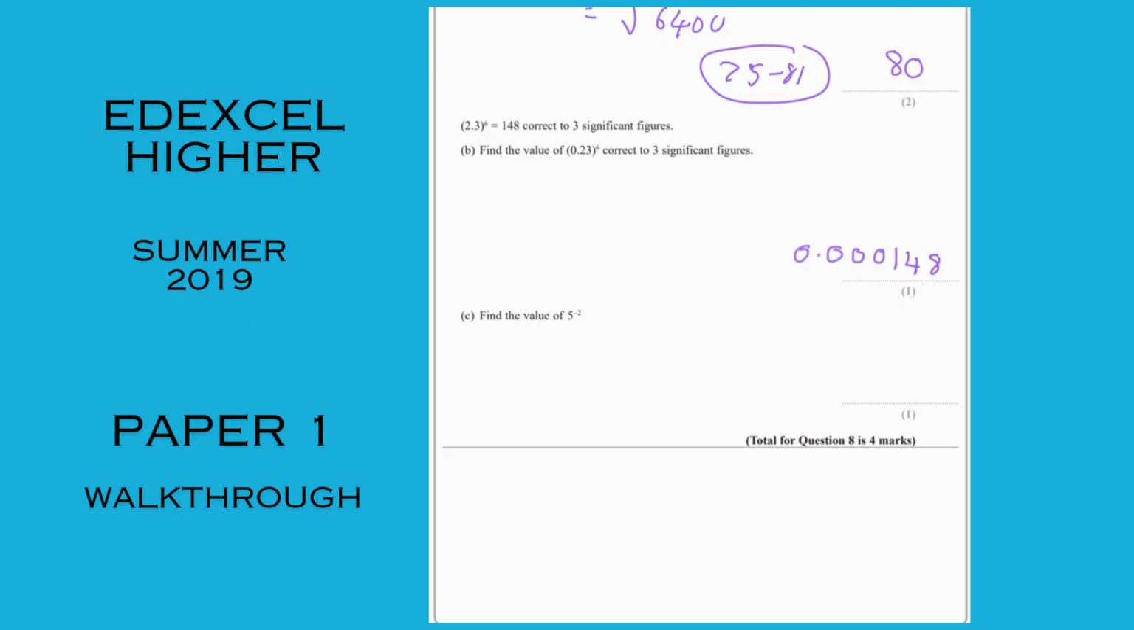Okay, so on we go. Find the value of 5 to the minus 3. Don't forget minus power means 1 over. And 5 cubed. Nice. You can give the decimal of 0.008, but why bother?